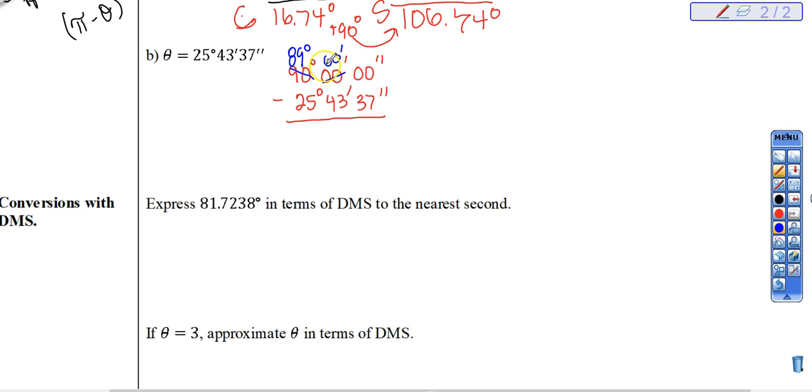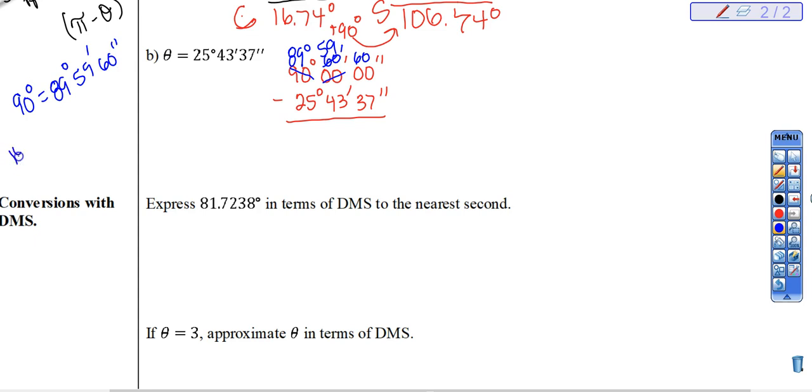I need to borrow 1 minute. So that's 59 minutes. That'll give me 60 seconds. So I got to borrow all the way from the degrees. And something you could write over here is 90 degrees is equivalent to 89 degrees, 59 minutes, and 60 seconds. Be good to know that.